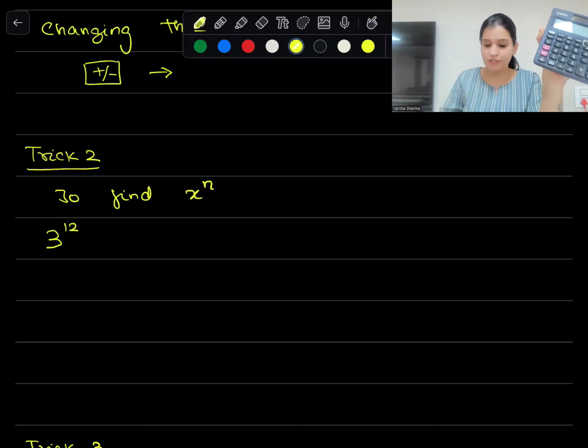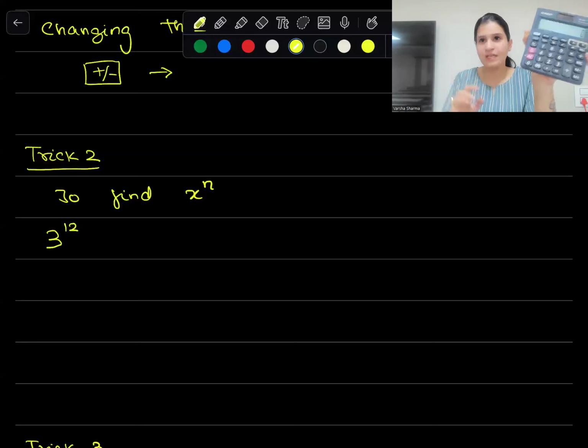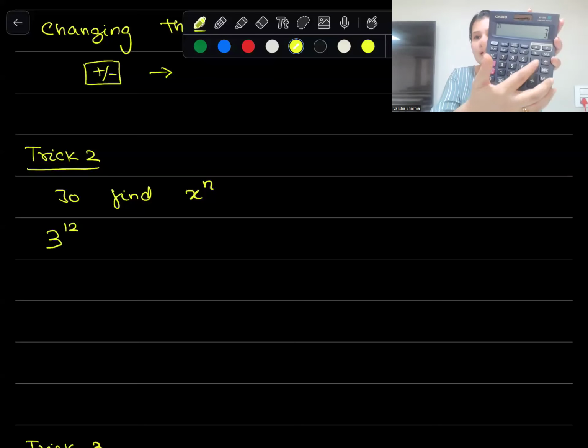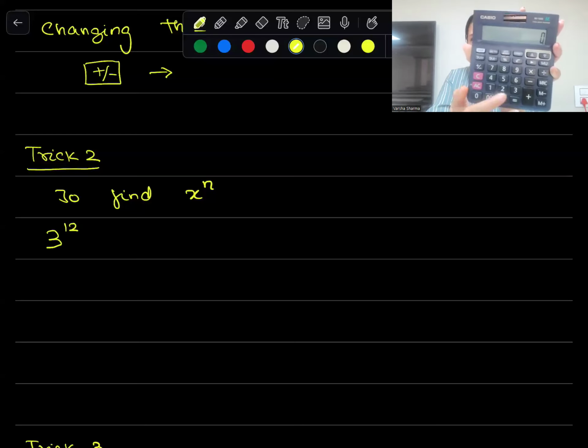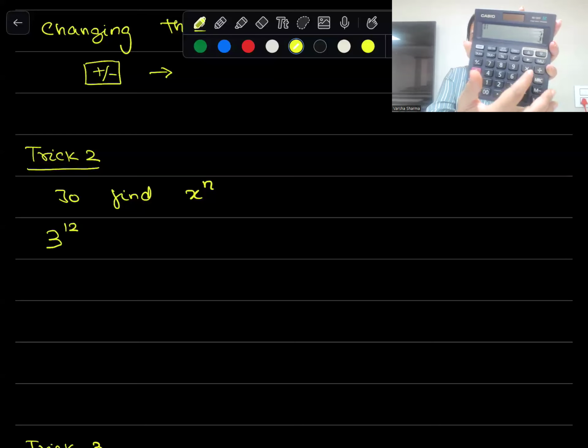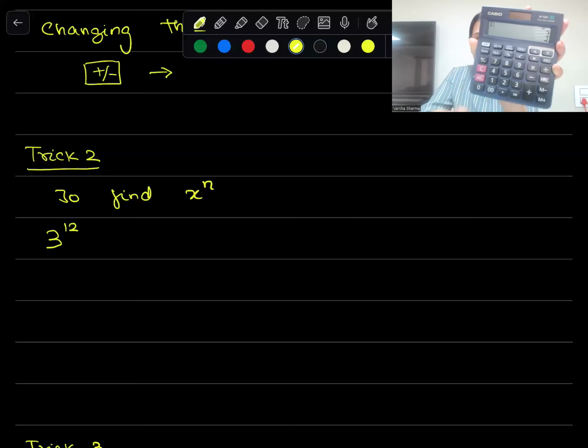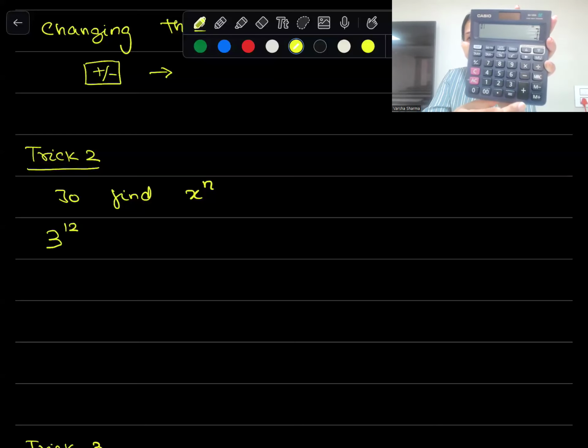Now what I want is to find the value of 3 raised to the power 12. Normally we start multiplying 3 into 3, then again into, and this is very tiresome. So listen. Press 3. Press the multiplication sign twice. Clear? Now I'm pressing equal to.